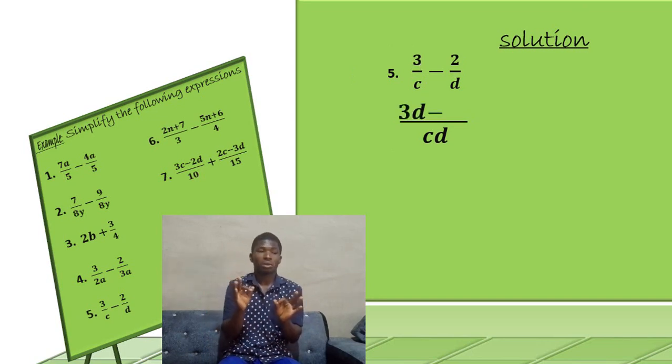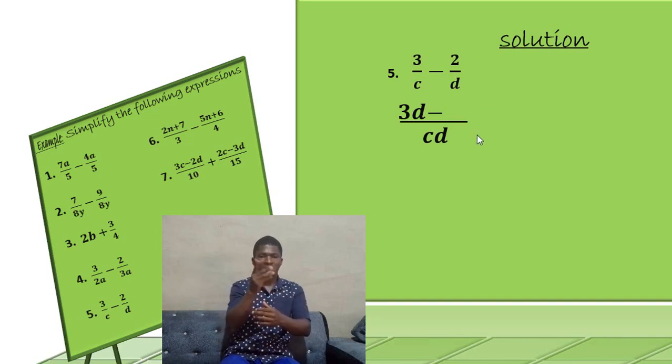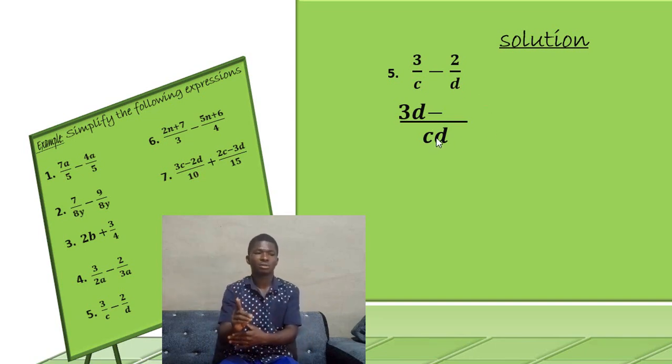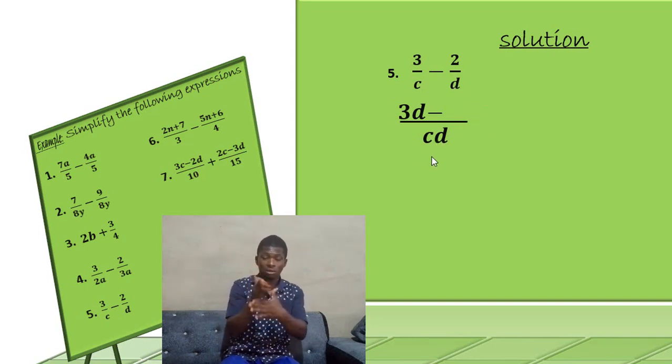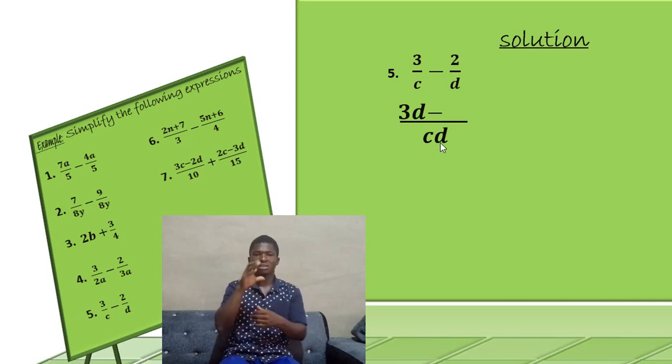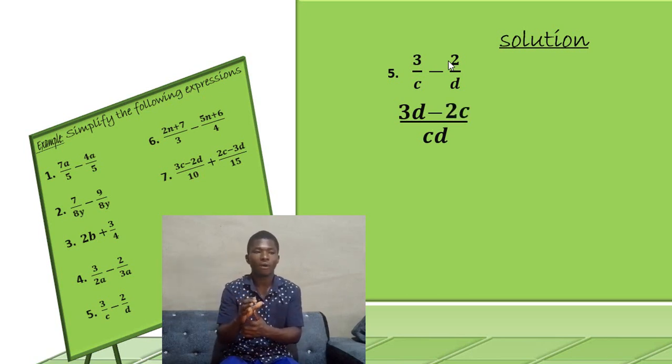Alright, here I'm having now d to divide cd. So if d divides cd, then I'm having a c. Then that c now multiplying 2 here, that's going to be 2c. Do I have any other thing in common? Nothing in common. So I'm good to go. Okay, that's my answer.